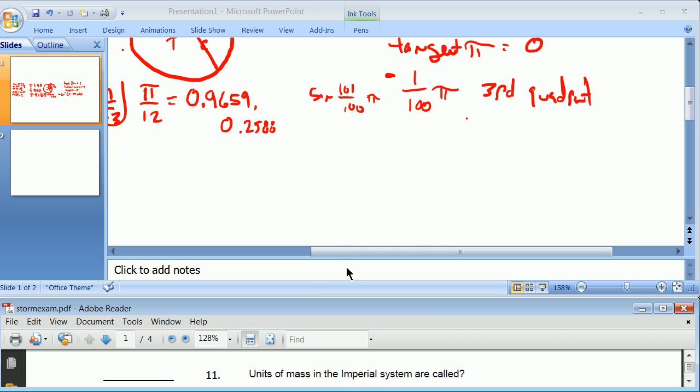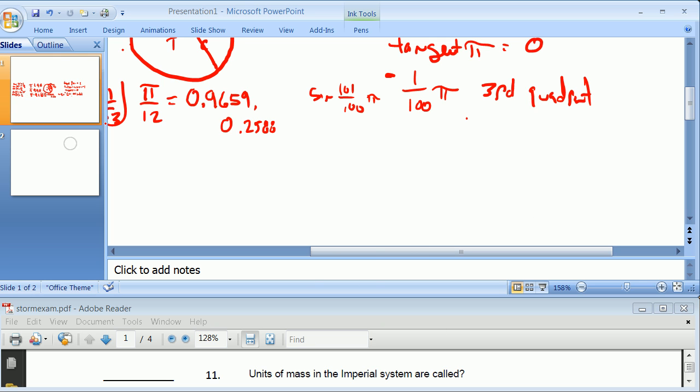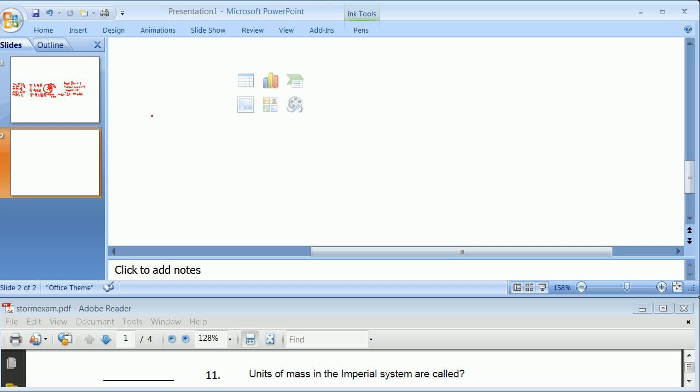Okay, now we're into this discussion, and I'll try to now see if I can go to a new screen here. I don't know that it's going to work.